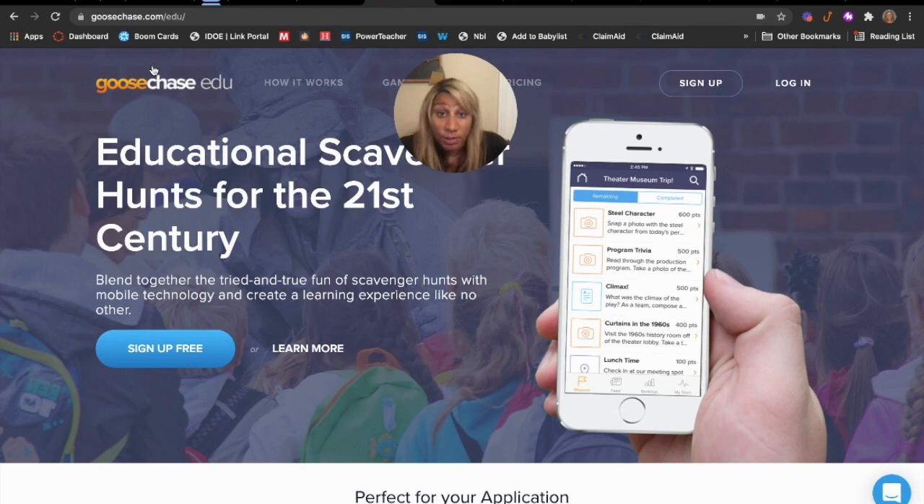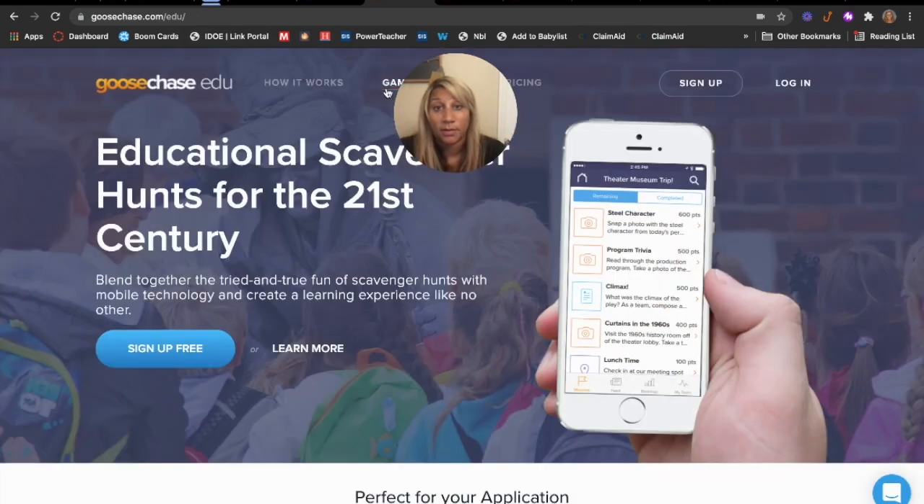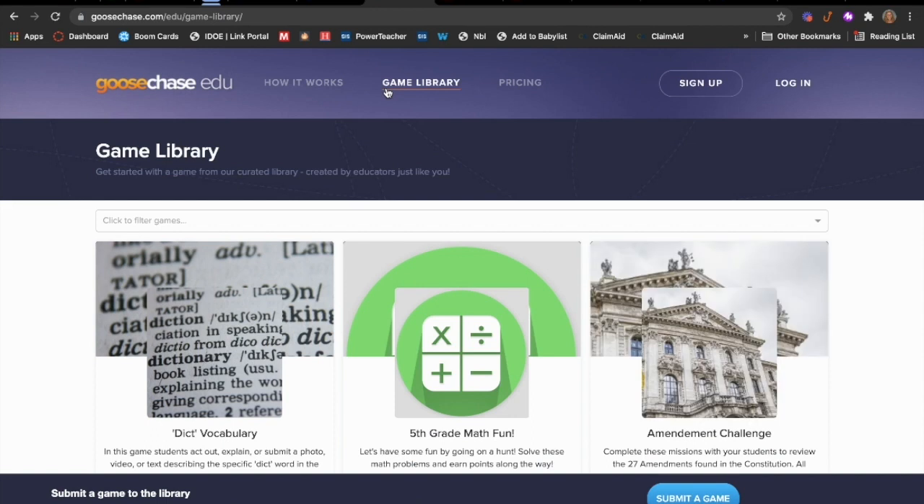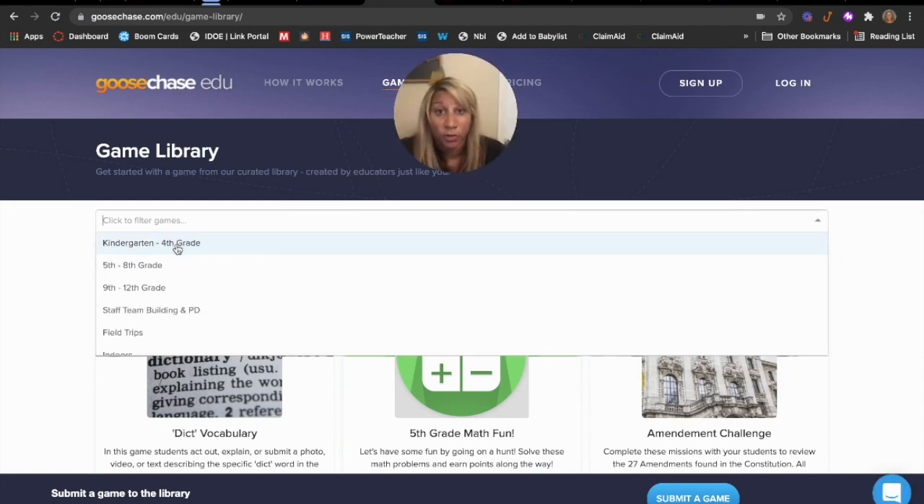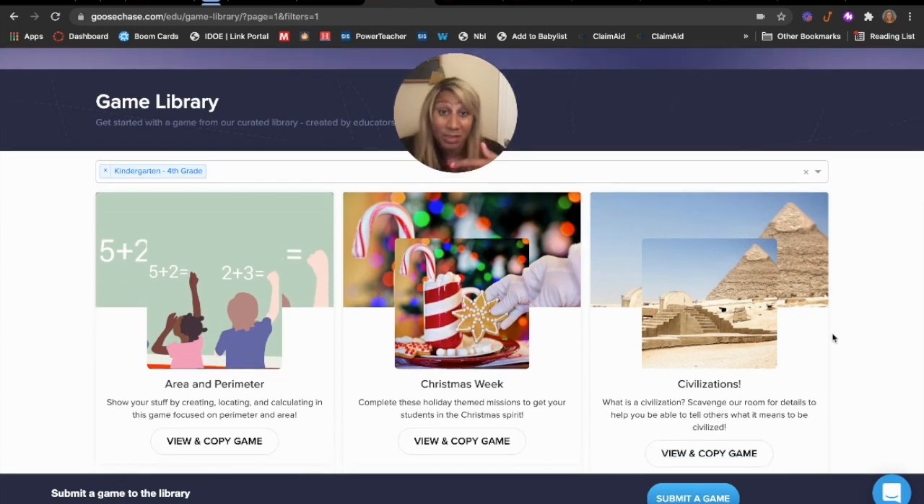So when you go to Goose Chase to get started, sign up is free. There is an app that goes with it, but we are going to go look at games, the game library. And I filtered down to kindergarten through 4th grade, just did primary. And so these are the different ones that we came up with. Some of them are really great, and some of them, of course, as usual, check them out beforehand, make sure it's going to meet your needs, and really think about the inclusivity of the Goose Chase.